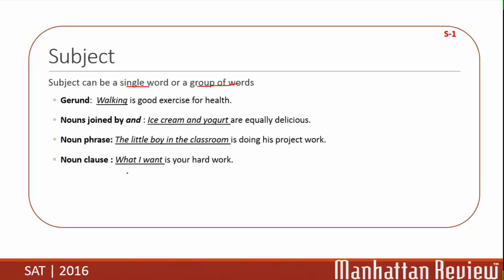Then, what I want is your hard work. Now what is the subject in this sentence? What I want. Right. Now this is a noun clause. So a noun clause can also act as a subject. So what all can act as a subject in a sentence? A gerund, nouns joined by and, a noun phrase and a noun clause. Are we clear? Yes, let's move on.